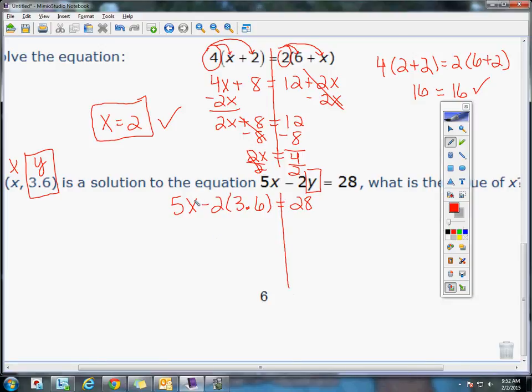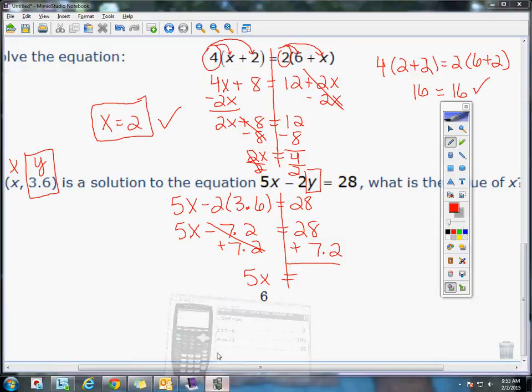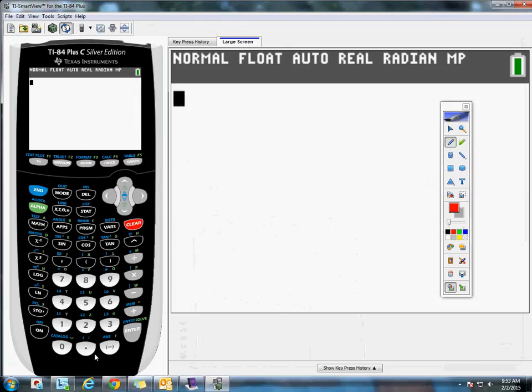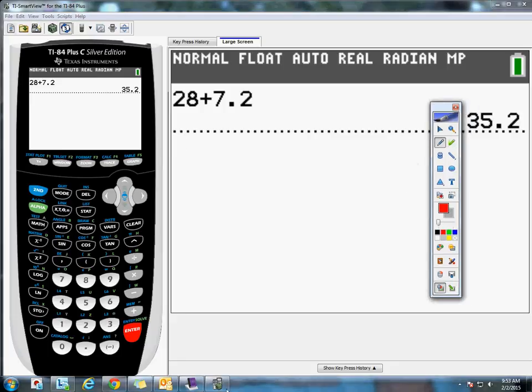Okay, so we have 5x. Negative 2 times 3.6, you can type that into the calculator. You'll get negative 7.2 is equal to 28. And then you have a simple two-step equation. So we're going to add 7.2 to both sides. So we have 5x is equal to, I'm going to go ahead and get this in my calculator. 28 plus 7.2. That'll get you your 35.2.